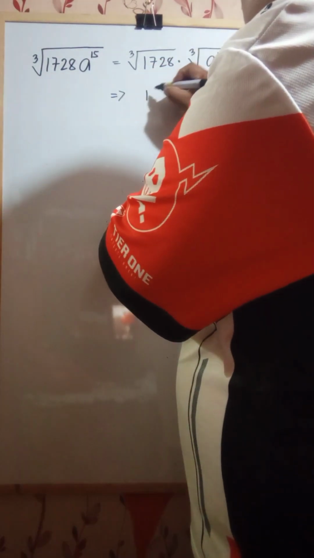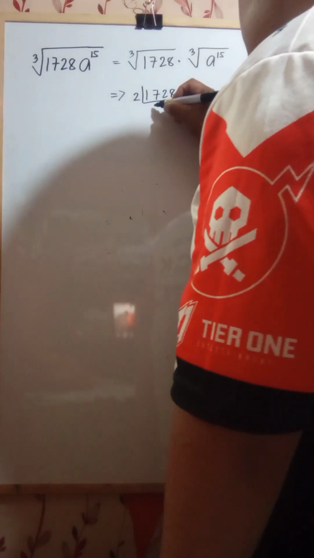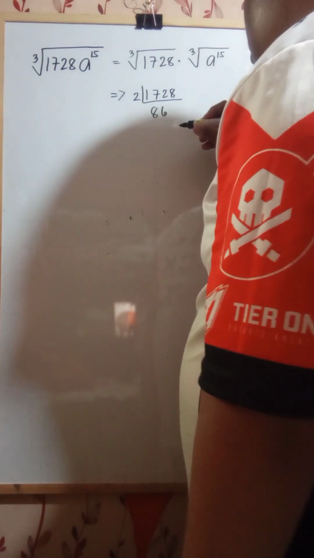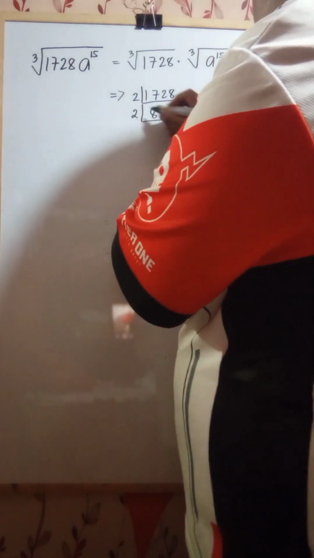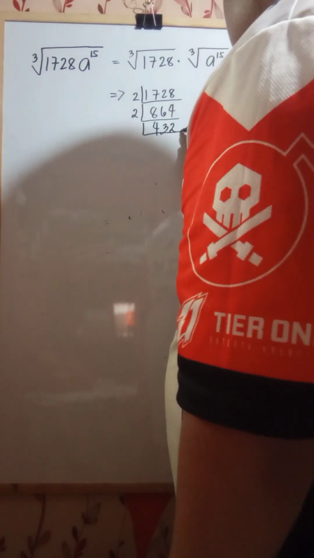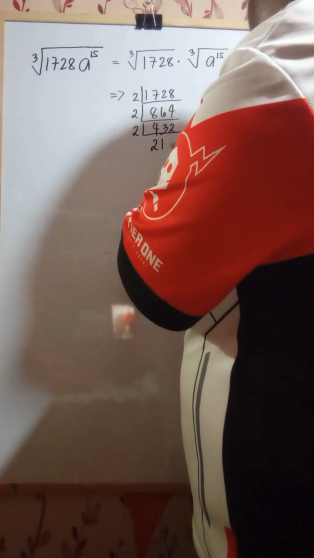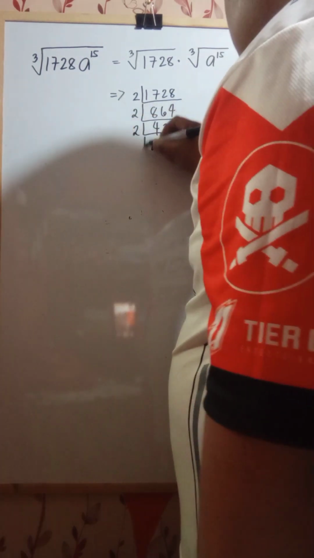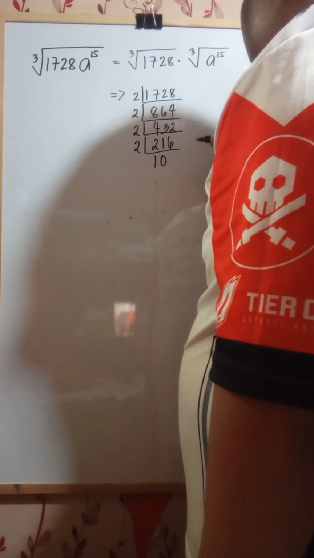We're going to copy the 1728 and divide it by 2. 1728 divided by 2 is 864. Then divide this by 2: that is 432. Divide by 2 again: 216. Then divide by 2 again: 108. 108 divided by 2 is 54.